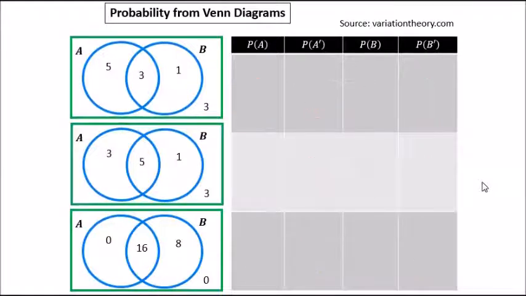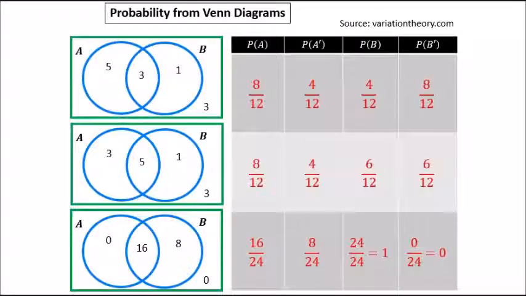So here's 3 more questions for you to try. So for this one we have 8 out of 12 inside A and 4 out of 12 outside of A. Here we have 4 out of 12 inside the circle of B and 8 out of 12 outside the circle of B. And we can go on for the next one as well.